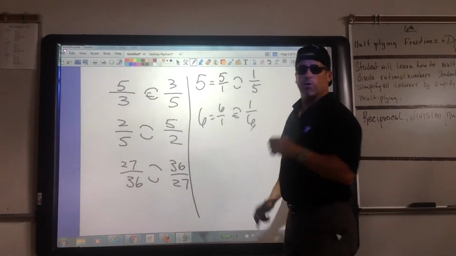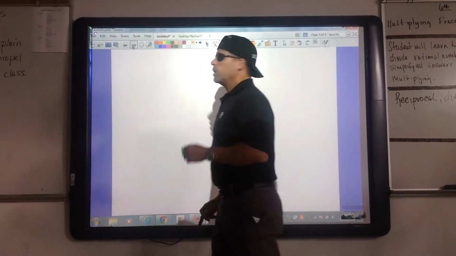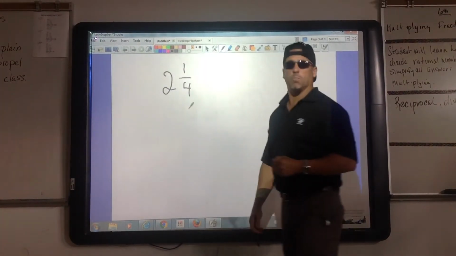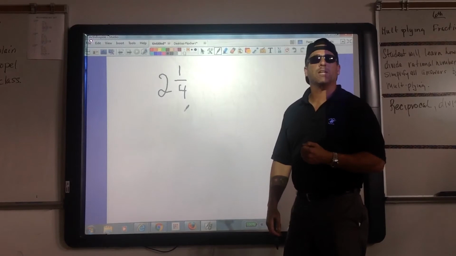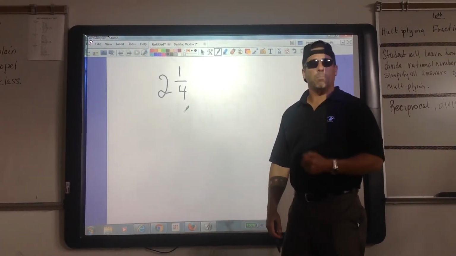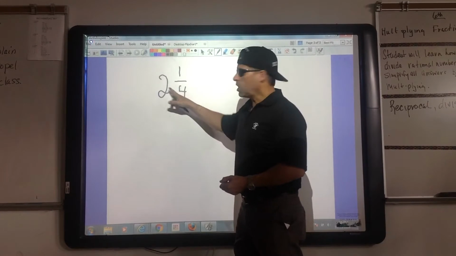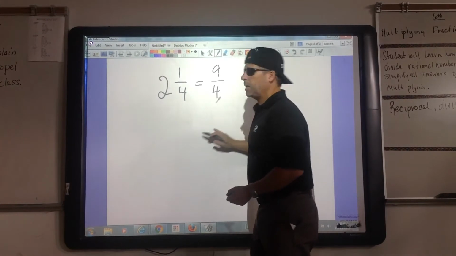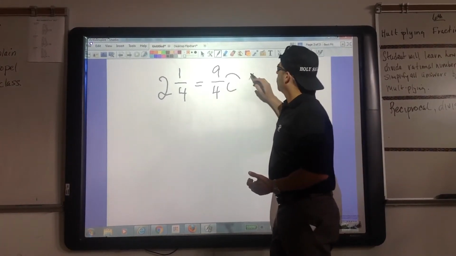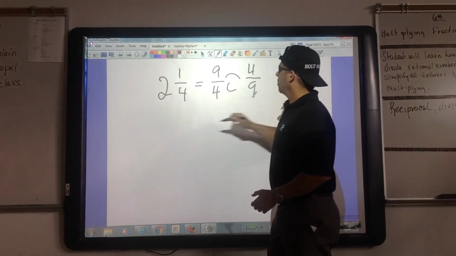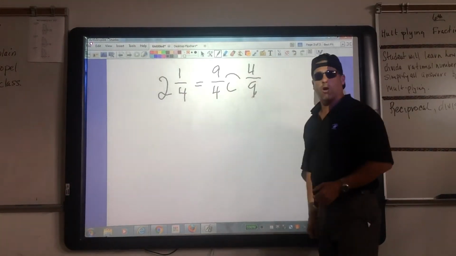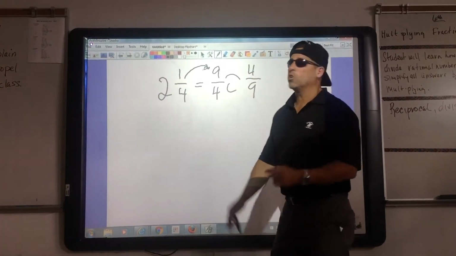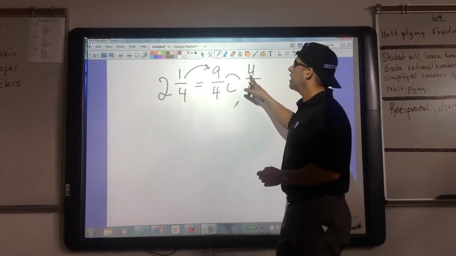Now let's take the other scenario which we discussed today. What happens if someone asks you the reciprocal of a mixed number? First you have to turn it into a rational number, an improper fraction. 4 times 2 plus 1 is 9. Keep the denominator the same. Then you flip it, and the reciprocal of 2 1/4 is 4 over 9. First move is to turn it rational. That's not the answer. Once you turn it into a rational number, then you flip it.